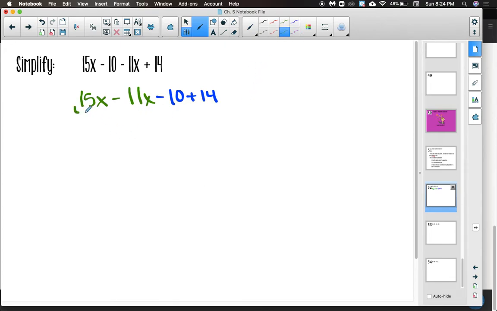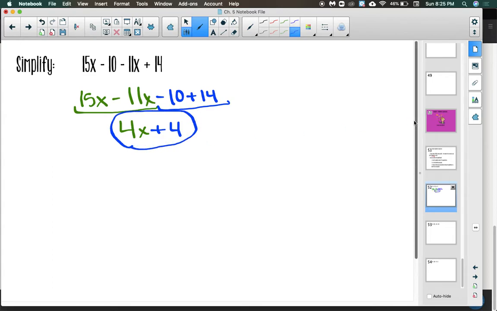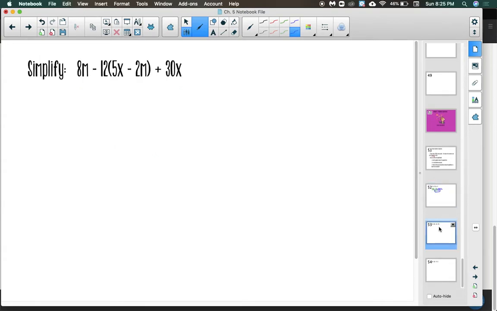15x minus 11x, that is positive 4x. And negative 10 plus 14, we get a positive 4 there. Now, we cannot go any further with this problem. We do not have like terms, so this is our simplified algebraic expression. It's as simplified as we can go. Okay, so this is one like we've been doing all along. Let's see one that's a little bit more challenging.